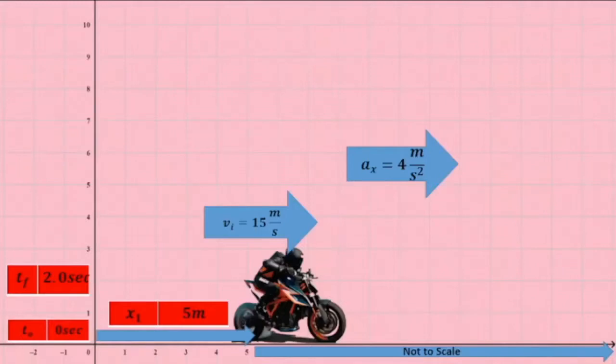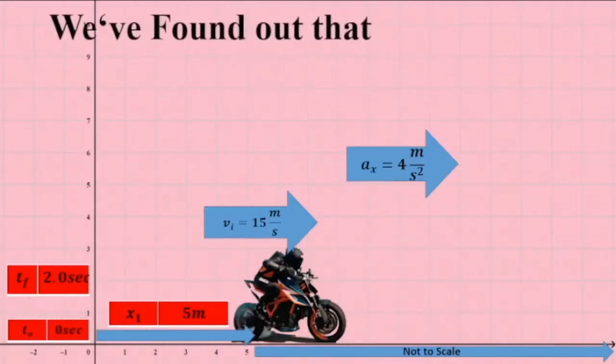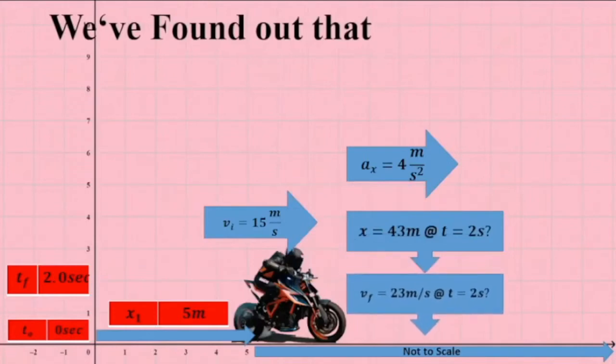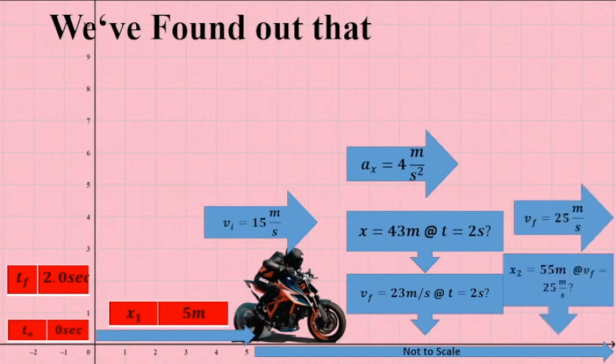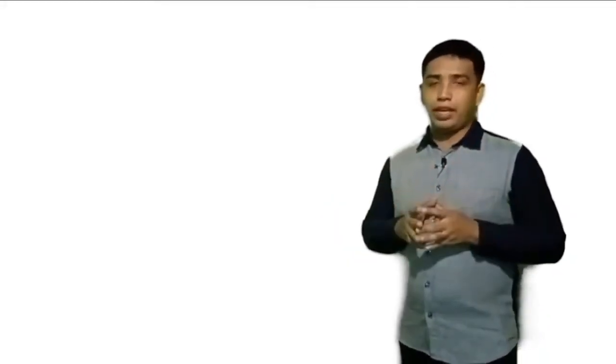Okay, so we have found out that the motorcyclist is 43 meters away from the origin at time equals 2 seconds. So at that point in time, the motorcyclist is moving with a velocity of 23 meters per second. We are also asked about the position of the motorcyclist when it is moving 25 meters per second, and we have found out that when it is moving 25 meters per second, it is 55 meters away from the origin. Okay, lastly, finally, we have to evaluate whether this result makes any sense.